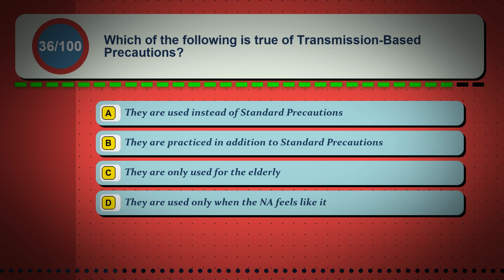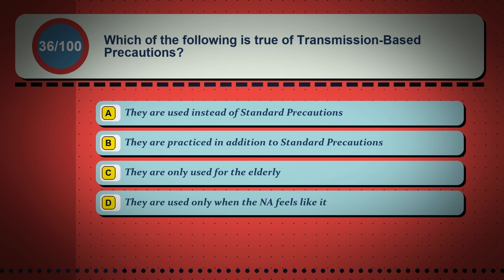Question 36. Which of the following is true of transmission-based precautions? Option A, they are used instead of standard precautions. Option B, they are practiced in addition to standard precautions. Option C, they are only used for the elderly. Option D, they are used only when the NA feels like it.